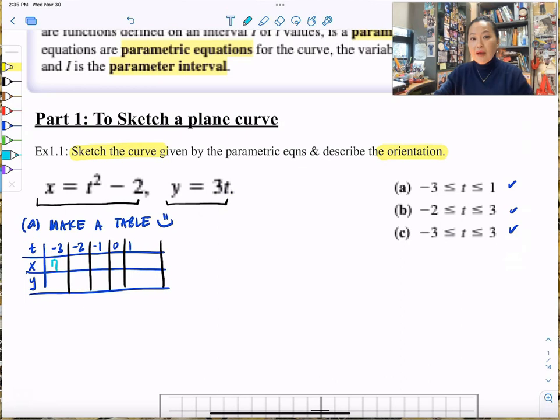Now ask your neighbor or call your friend right now. Ask if they understand 7. So you know what? I'll just write a little note here. X equals negative 3 squared minus 2 equals 7. Just to prove a point here.